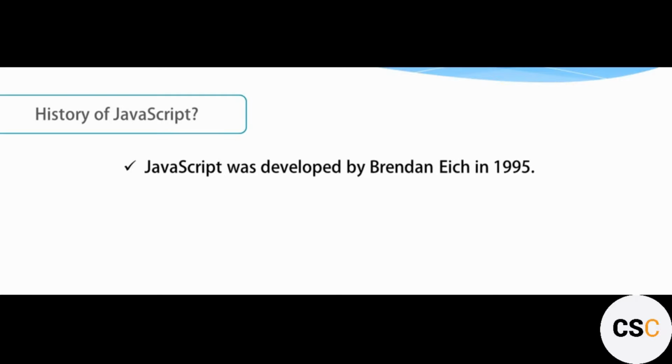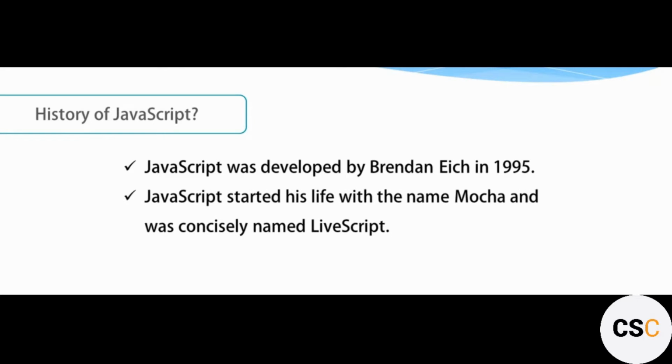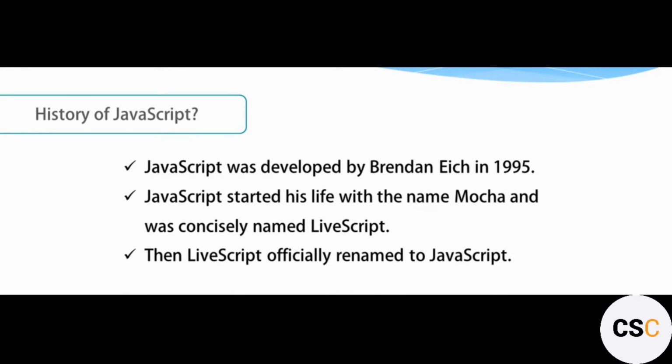JavaScript was developed by Brendan Eich in 1995. He was a developer at Netscape Communication Corporation. JavaScript started its life with the name Mocha and was briefly named LiveScript. In 1995, LiveScript was officially renamed to JavaScript with the Netscape Navigator release. Java was a very popular language at that time, so to tie in its success, LiveScript was renamed to JavaScript.